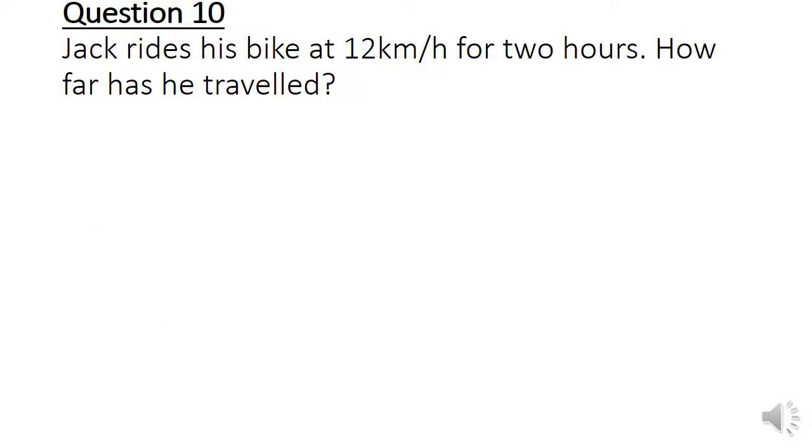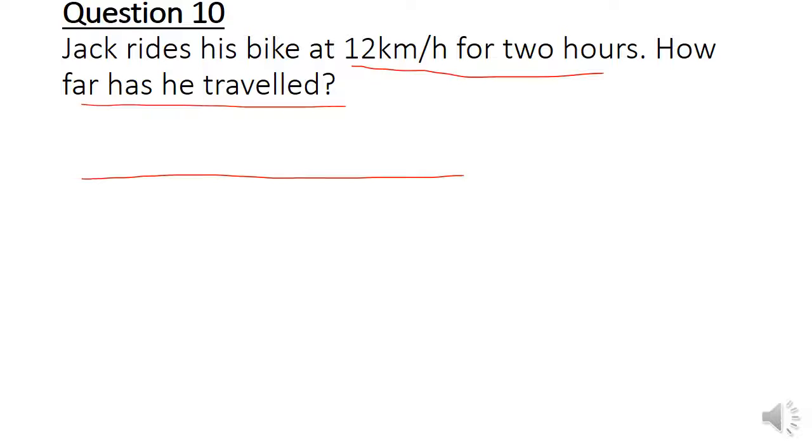Jack rides his bike at 12 kilometres per hour for 2 hours. How far has he travelled? So we know that he travels at 12 kilometres per hour, so he does 12 kilometres in 1 hour. And if he travels for 2 hours, that's double that. So it's double the time, so it will double the distance travelled, so that would be 24 kilometres that he would travel in 2 hours.